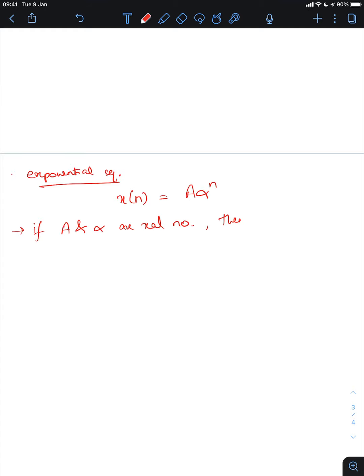The third type of sequence is the exponential sequence. Such sequences are denoted by the equation x of n is equal to a into alpha to the power n. Now, with respect to a and alpha, you can represent multiple types of signals, or this exponential sequence exhibits different properties. So if a and alpha are real numbers, then the sequence would be real.